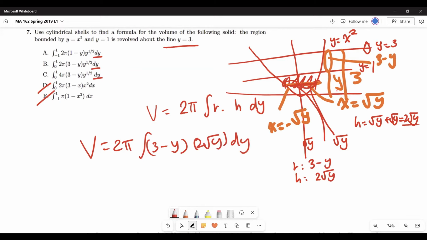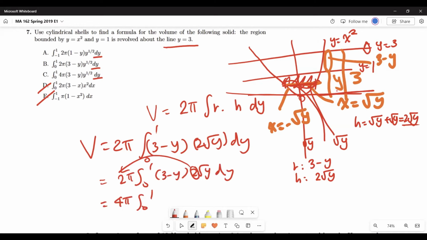since it's area from y equals 0, to y equals 1, it's from 0 to 1. So 2 pi, 0 to 1, 3 minus y, 2 square root of y, dy, and we can take the 2 out in front of it. This becomes 4 pi, 0 to 1, 3 minus y, square root of y, dy. And square root of y can be written as y to the 1/2. So the answer for this question is C.